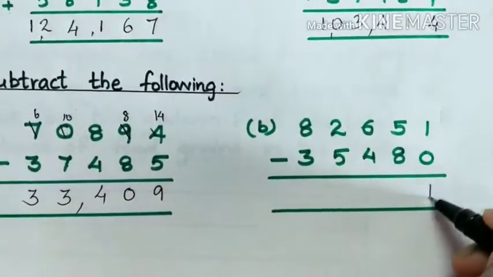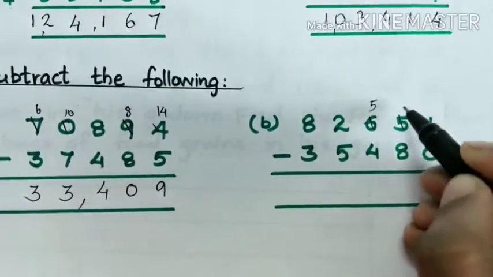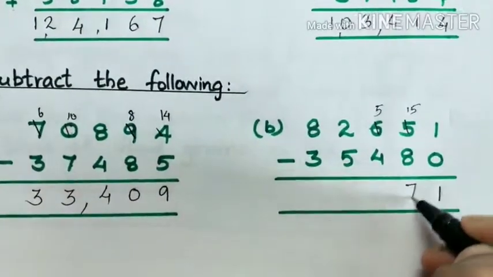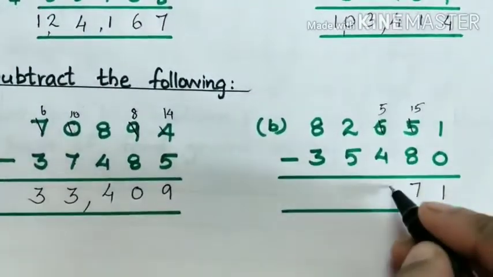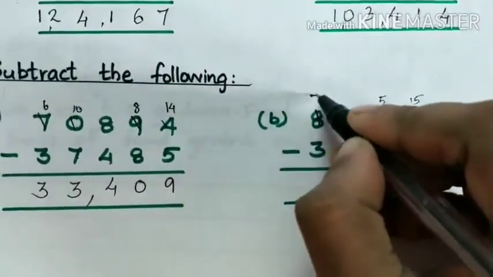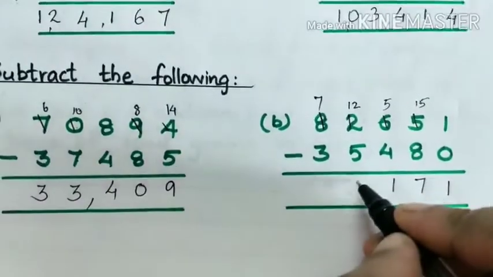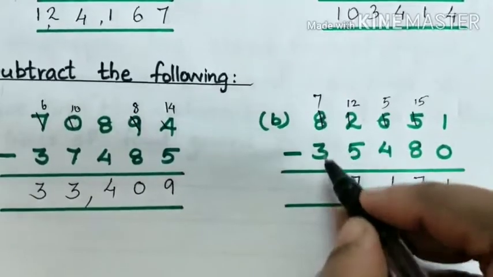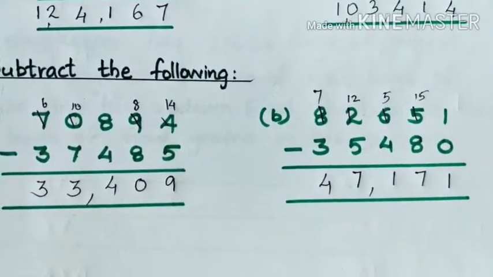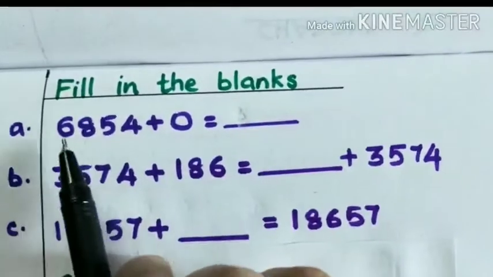Next, 82,651 minus 35,480. 1 minus 0, 1. 5 minus 8, we cannot do. We have to borrow. 15 minus 8, 7. 5 minus 4, 1. 2 minus 5 we cannot do. We have to borrow. 12 minus 5, 7. 7 minus 3, 4. 47,171.